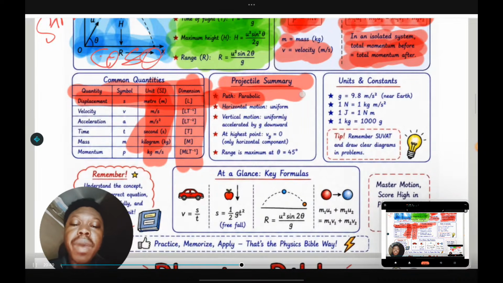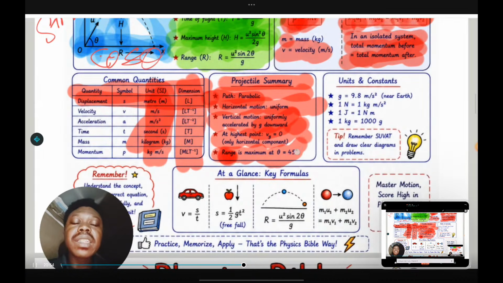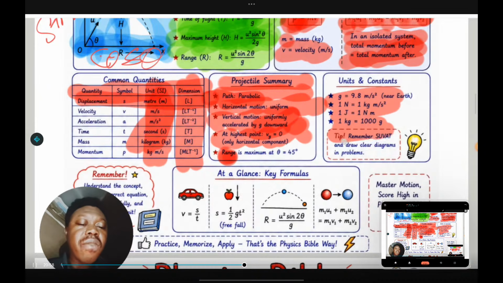Then for projectile, we have the path. The path is a parabolic path. We have the horizontal motion, which is uniform. We have the vertical motion, which is uniformly accelerated at g downward. At the highest point, v of y equals 0. The maximum range is at 45 degrees. Take note of these constant values. Is that clear? Please take note of all these.